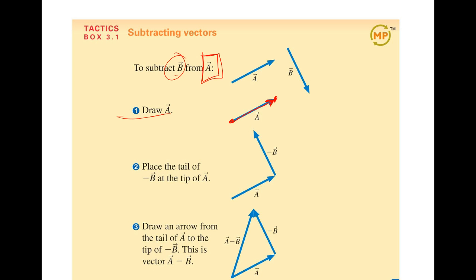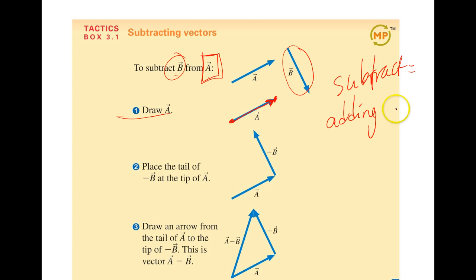But here's the deal. If you want to subtract or take away B from A, you actually can't subtract vectors. You have to add them only. But if we're subtracting, then we need to do something with this direction idea. So subtracting is actually adding the opposite. And what is the opposite? Well, opposite in this case is the direction.